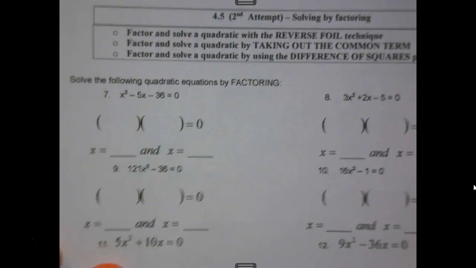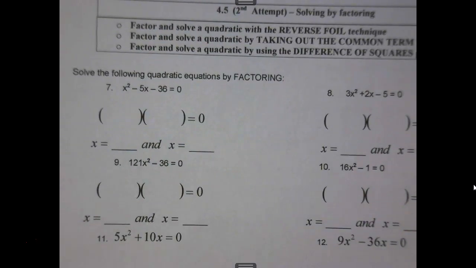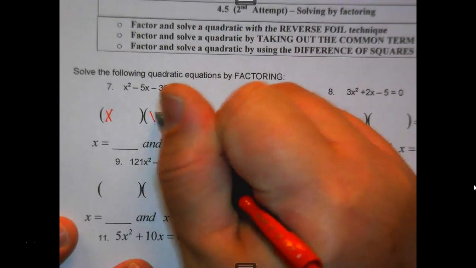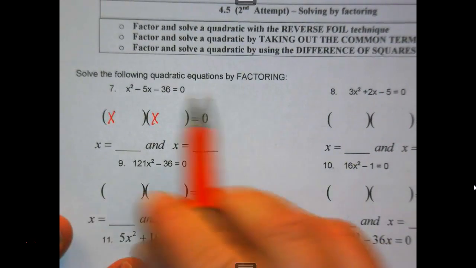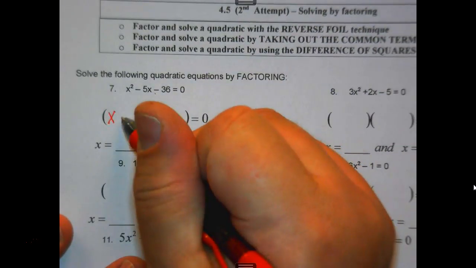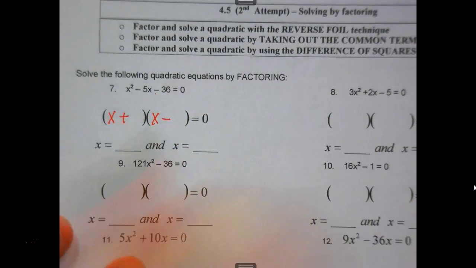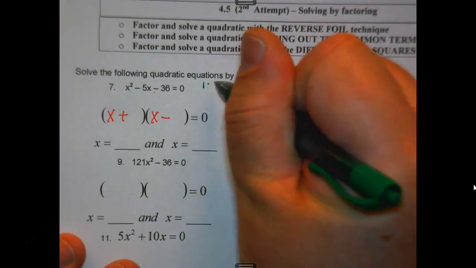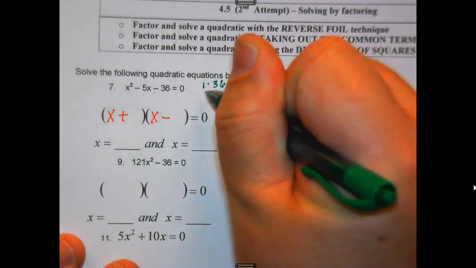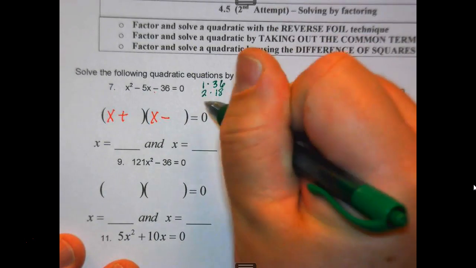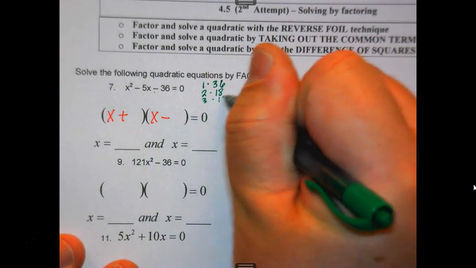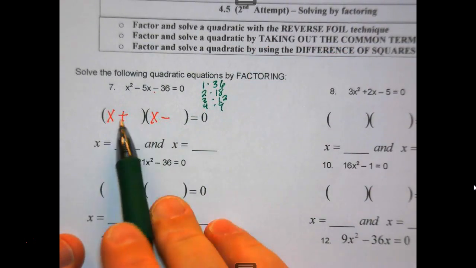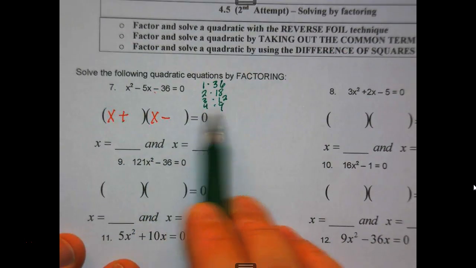All right, number 7. Let's see, what are we supposed to do? Factor. Oh, that's easy. Only way to get x squared is x times x. Here I have a minus. One's got to be positive, one's got to be negative. What are the factors of 36? Well, let's see. 1 times 36, 2 times 18, 3 times 12, 4 times 9. And since one's positive, one's negative, that means I subtract them to get 5.